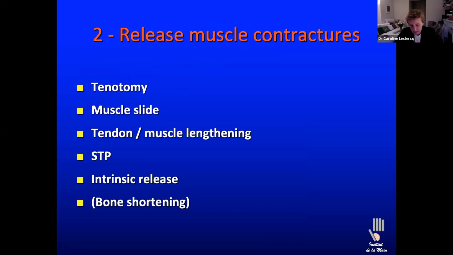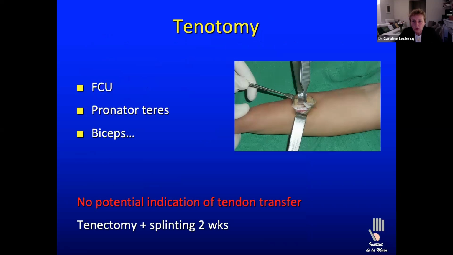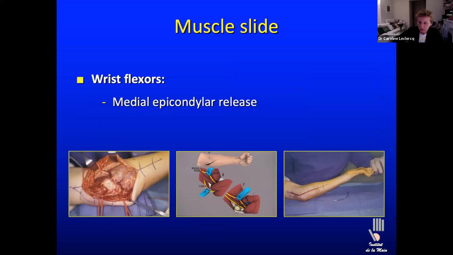The deformity that we may need to correct is muscle contractures. And you see that there are a number of techniques which have been designed for releasing muscle contracture. We probably know all of them. Of course, tenotomy is an easy going solution. It's performed mostly for the FCU, pronator teres, and biceps. Think twice before you cut a muscle. Make sure that you could not be needing it for a tendon transfer. So just think twice. Rather than a simple tenotomy, we like to perform tenectomy to make sure that there is no scar forming in between the two ends.